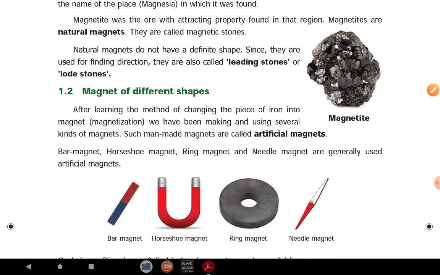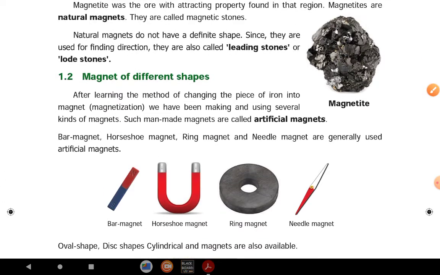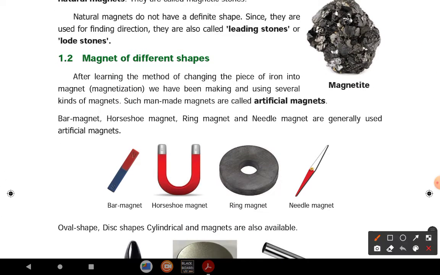Okay, let's go on to the next paragraph. Natural magnets do not have definite shape. இது இயற்கையாக கிடைக்கக்கூடிய மேக்னெட்ஸ் இல்லையா, நேச்சுரலாக பூமியில் கிடைக்கக்கூடியது. So they will not have a definite shape. Since they are used for finding direction, they are also called leading stones or lodestones. One more beautiful thing about these natural magnets: they don't have shape, but they are also used to find the direction. Now we will see how it is used to find out the direction. They are also called leading stones or lodestones.